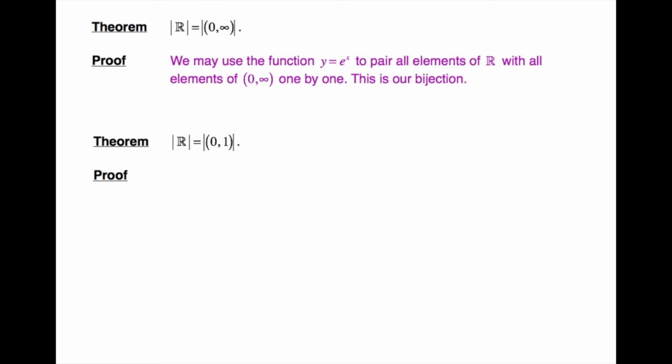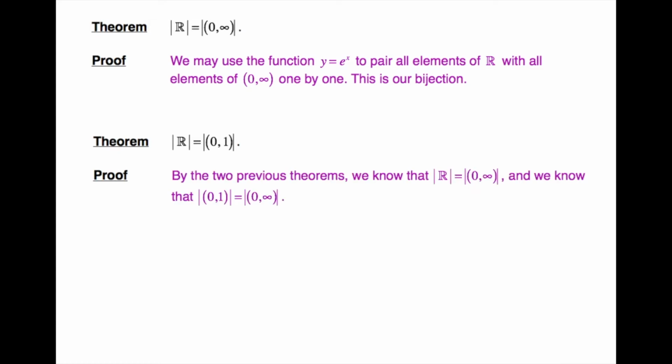Lastly, we can say that the cardinality of R is equal to the cardinality of the open interval 0, 1, and we'll show that using transitivity. By the two previous theorems, we know that the cardinality of R is equal to the cardinality of 0, infinity, and we know that the cardinality of 0, 1 is equal to the cardinality of 0, infinity. So putting these two together, the cardinality of R equals the cardinality of 0, 1.